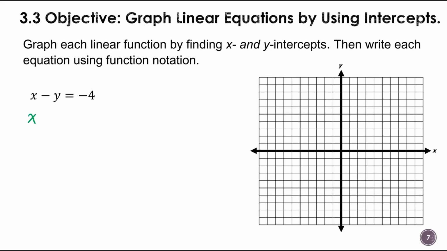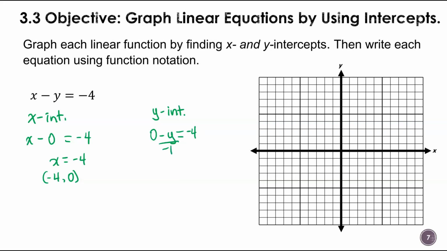So to find my x-intercept, I'm going to substitute 0 for y, and I'm solving for x, right? So x equals -4. So my intercept is at -4, 0, and that's on the x-axis, right? Because the x-intercept has to be on the x-axis. My y-intercept will be when x equals 0. We're going to divide both sides by -1, so y equals +4. So my y-intercept is going to be at 0, 4.